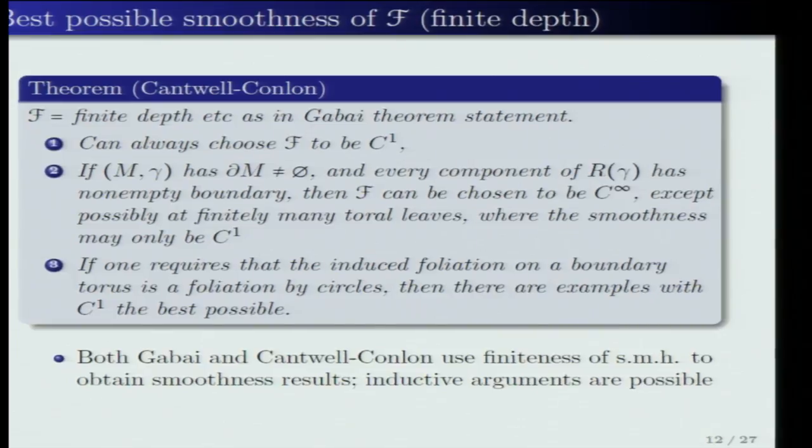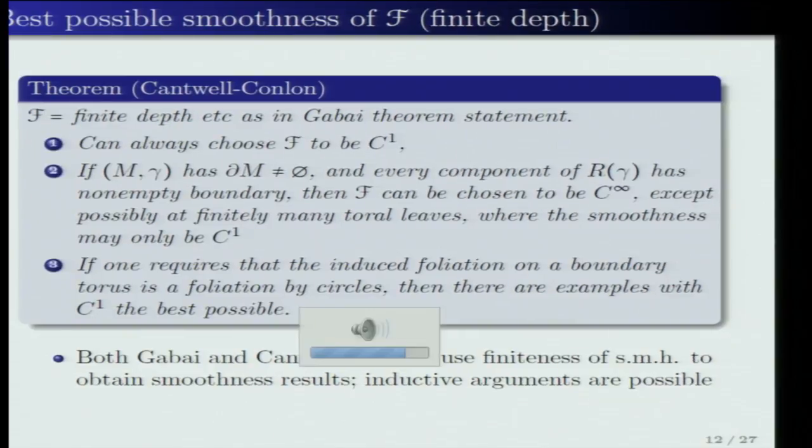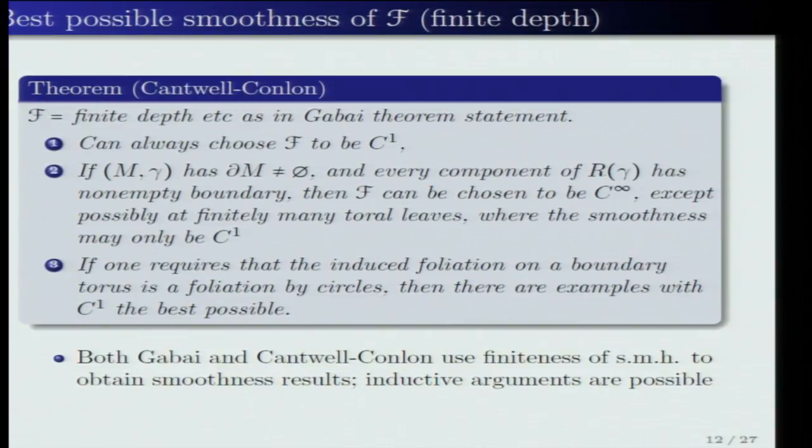Okay, so smoothness of S is well understood. Recently, Cantwell and Conlon looked at the finite depth foliations, the foliations F satisfying everything. We can always choose F to be C1. And if you know some extra information, if the boundary of your manifold is non-empty and every component of the boundary of gamma has non-empty boundary, then the foliation can be chosen to be C infinity, except possibly, again, this problem of finitely many toral leaves, where the smoothness may only be C1. And then you can insist on C1 tangent to the identity in a neighborhood.